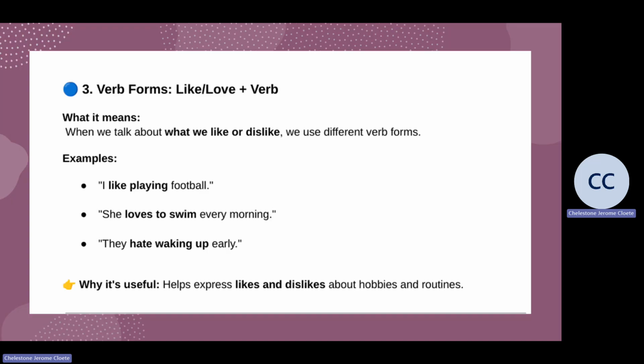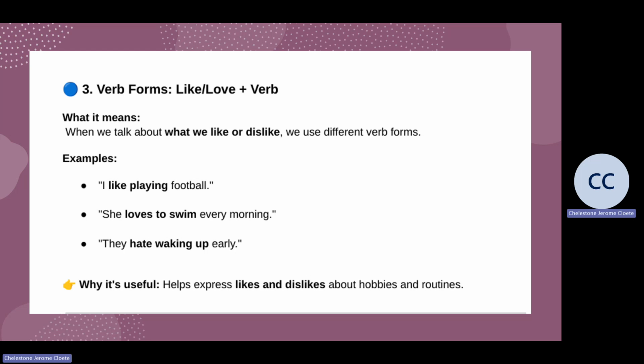Sorry, the third part would be the verb forms, like or love plus the verb. What it means is that when we talk about what we like or dislike, we use different verb forms. For example, I like playing football. She loves to swim every morning. They hate waking up early.